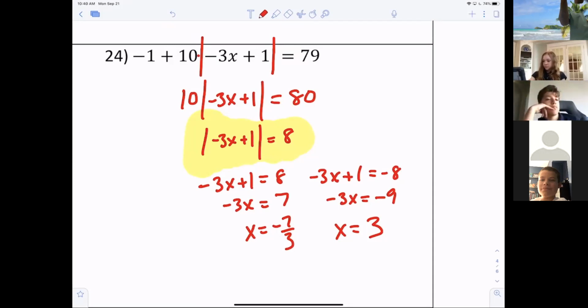Where are you saying negative 79? I don't know. Where is there a negative 79? I don't understand what you're asking me. I said isolate the absolute value. So you add 1 to both sides. That becomes 80. Then you divide both sides by 10. That becomes 8. That's the process.